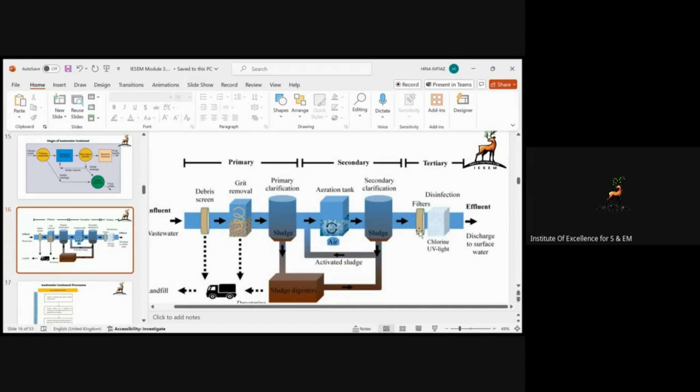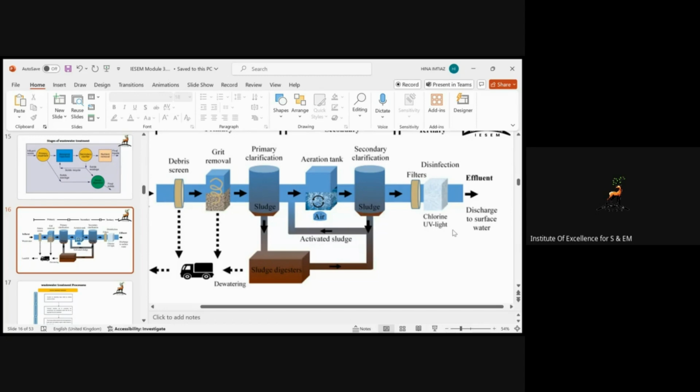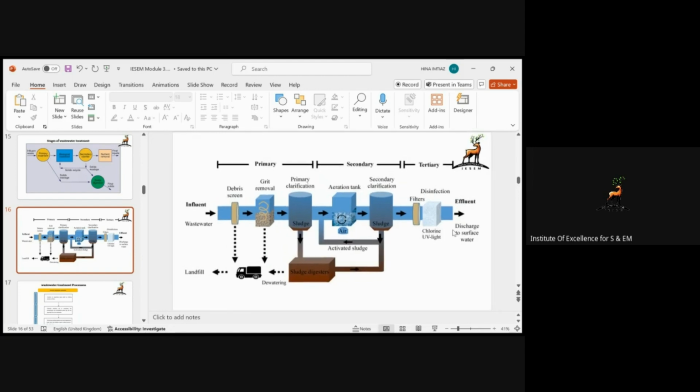Here is the filter sheet and the disinfection chamber, in which you can use chlorine or ultraviolet radiation for further treatment of the water, and then the effluent appears, and you can discharge it into surface water. It is safely discharged into the environment after this treatment of the wastewater. So you can say that there is no harm in releasing that wastewater in any water body or any area, so that the public will also be safe by using that particular treatment.